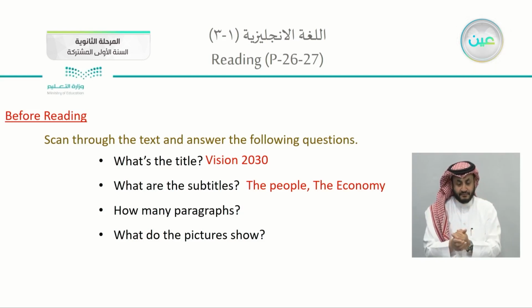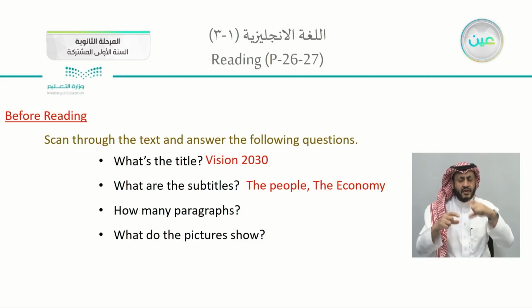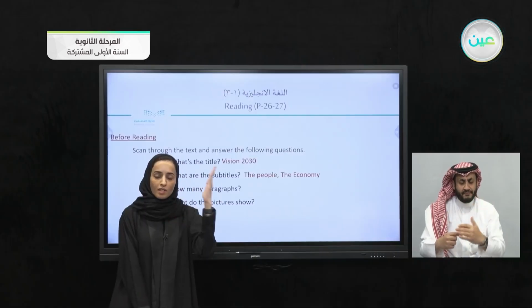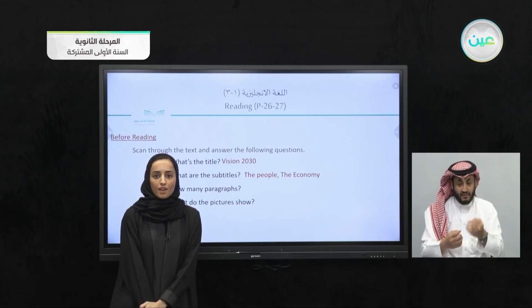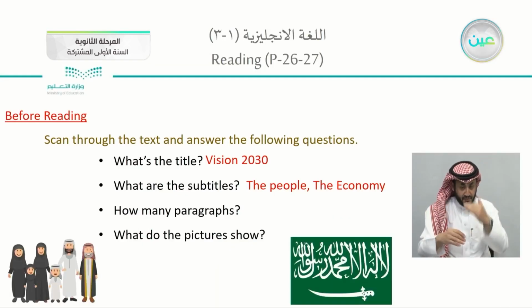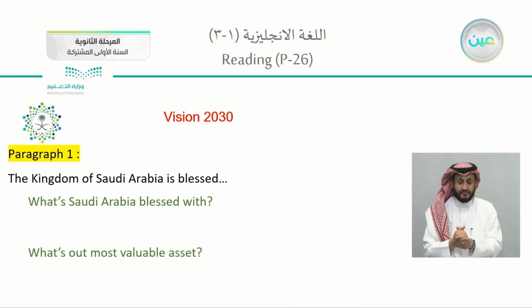How many paragraphs do we have? You can count each one paragraph, whether in the people or in the economy. So we're having 8 paragraphs. And what do the pictures show? You can find them on page 26 and 27. We're having a picture of a Saudi family as well as the Saudi flag. So let's get started with this.